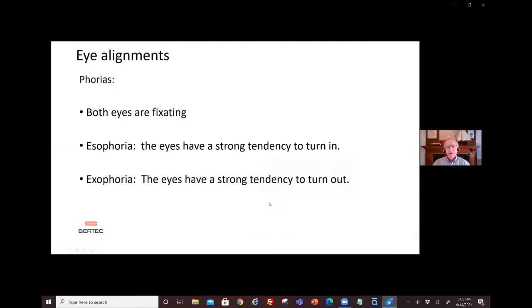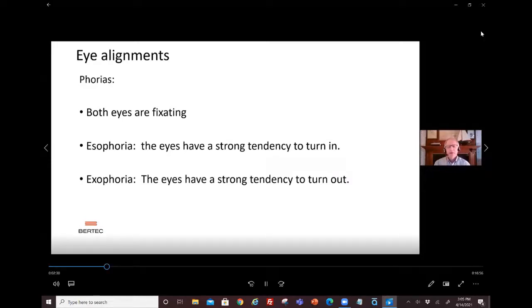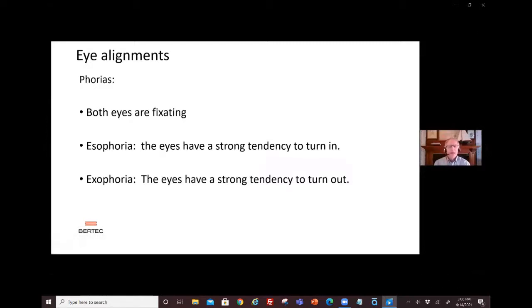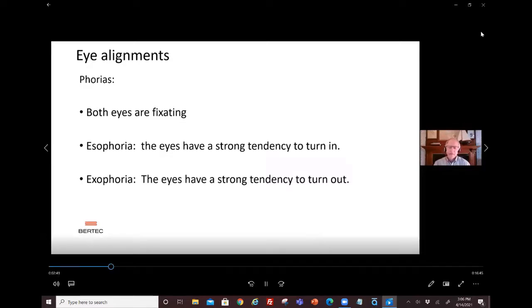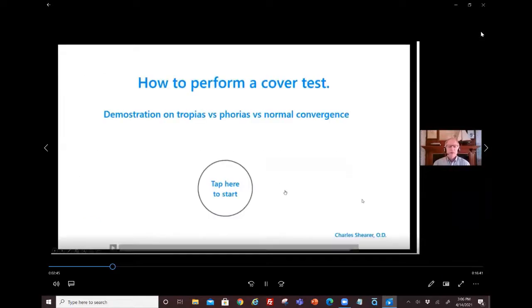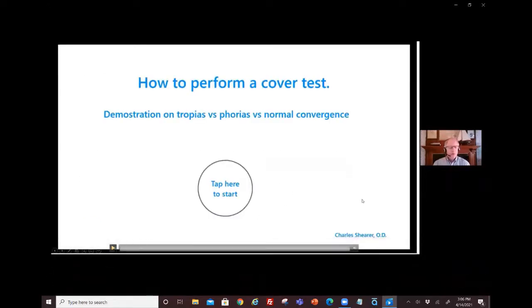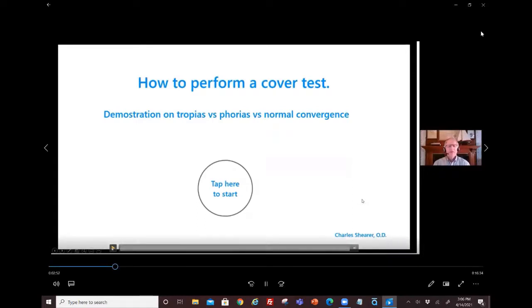The second type of eye alignment is called a phoria. With a phoria, the patient will walk in, or the subject will walk in, their eyes will look straight, but they have a very strong tendency for the eyes to turn either up, down, in, or out. So when they get real tired or fatigued or have an injury, they may drift. I'm going to show you what we call a cover test, or how to perform a cover test. And this lets you tell the difference between phorias and tropias.